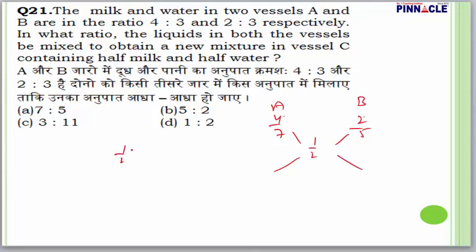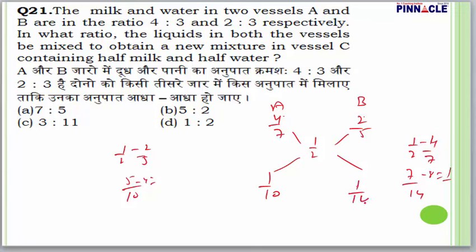So 1:2 minus 2:4 would be equal to 1:10. Here we would have 1:10, and here we will have 1:2 minus 4:7, that would be equal to 1:14. Cross multiply, then we will have 14 and 10, that is 7:5 ratio. Answer would be A.